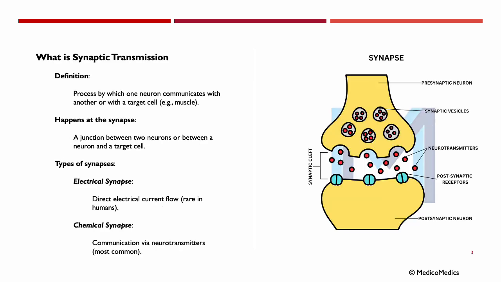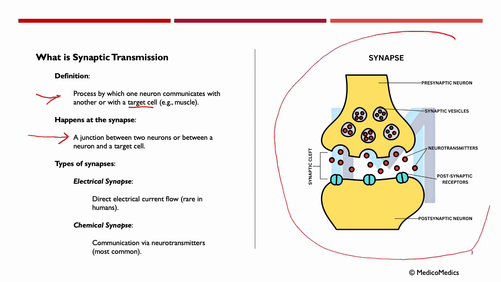Now, what is synaptic transmission? It is the process by which one neuron communicates with another or with a target cell. Now, this happens at the synapse. So the synapse is a junction between two neurons or between a neuron and a target cell, as illustrated here.